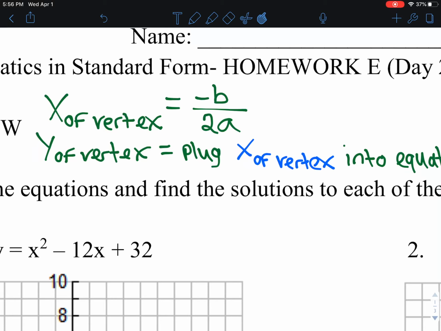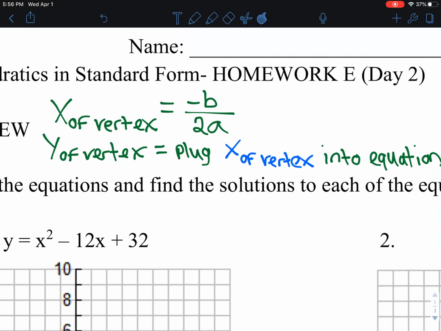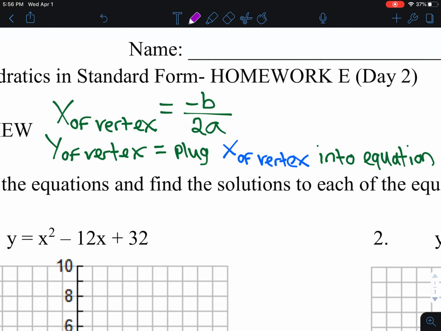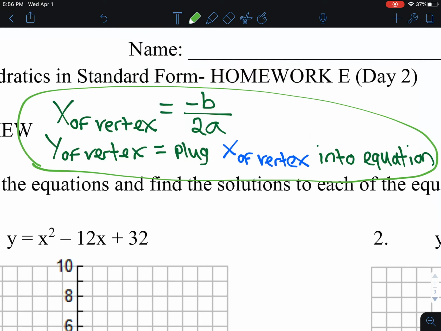Now, just to remind you, remember when we're trying to graph, the most important thing that you have to be able to recognize is, hey, when you're graphing, you want to find the vertex. So do not forget the x of the vertex is the opposite of b all over 2a. And once you find your x of the vertex, in order to find the y of the vertex, you plug the x of the vertex into the equation.